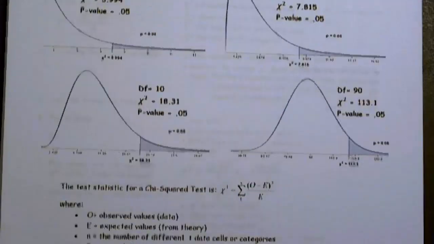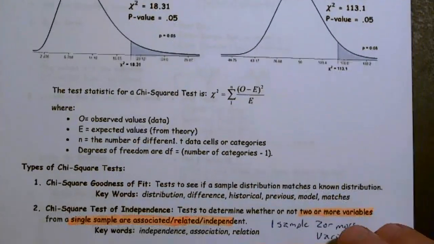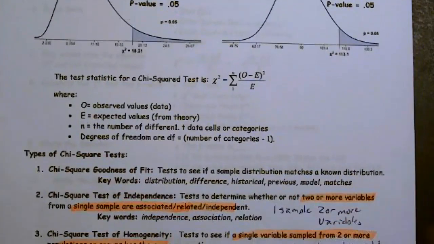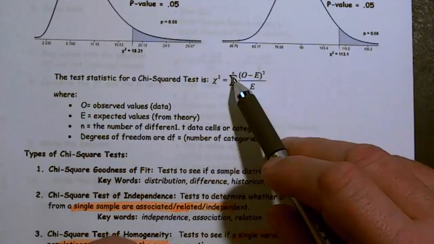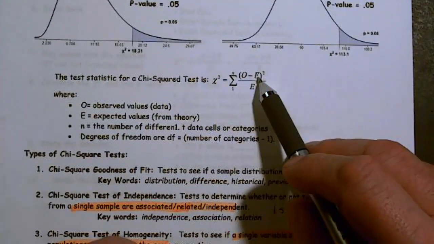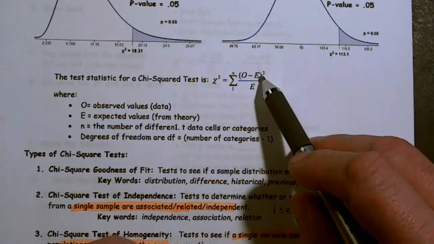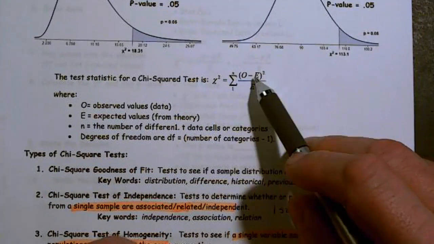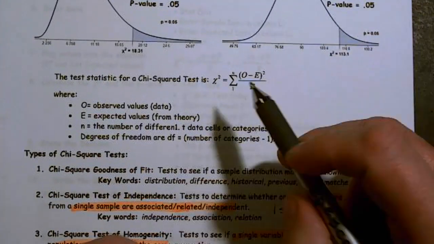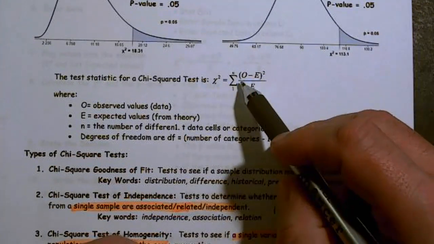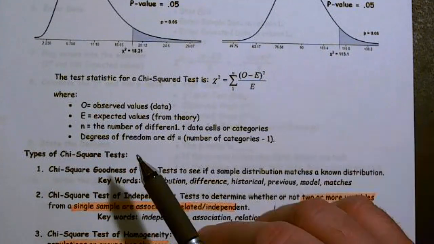Technically there are 3 different chi-squared tests, but all 3 of them have exactly the same formula. It's a summation of the observed minus the expected, squared, over the expected. We use the words observed minus expected for residuals when we're talking about regression, but here the chi-squared formula is observed minus expected squared over the expected.